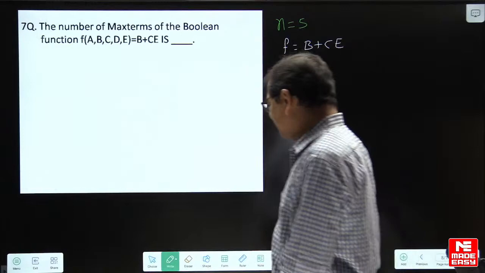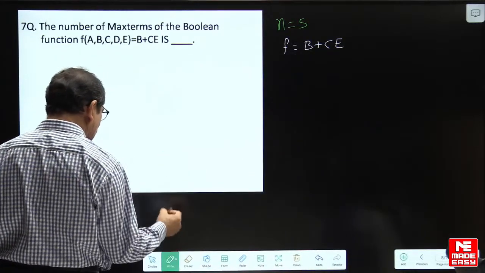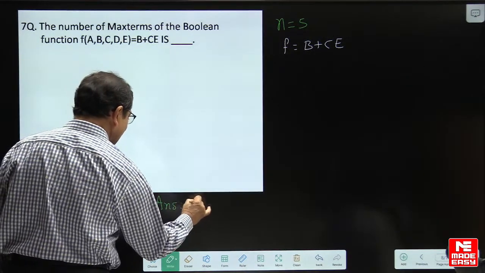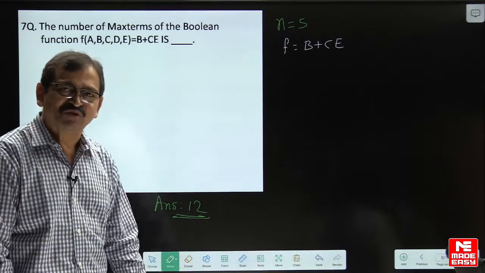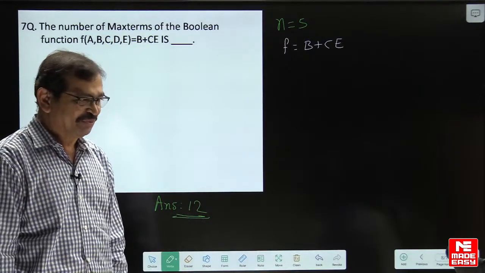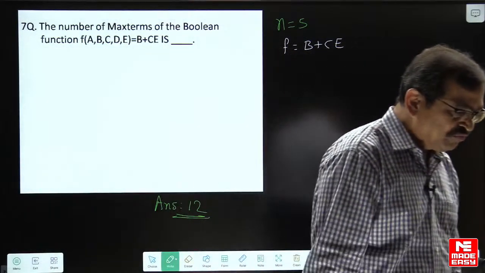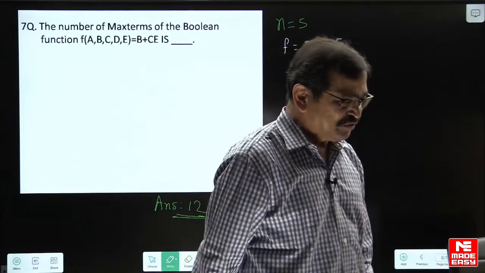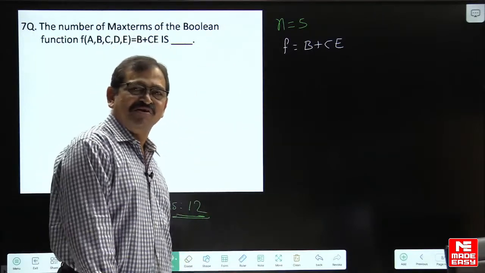I want to give the answer. If you try properly, your answer will be 12. The number of maxterms of the function will be 12. Were you able to get the answer? Yes, I see a few of you mentioned it. We discussed a similar type of question in the class also, but probably that question was discussed for the minterms.